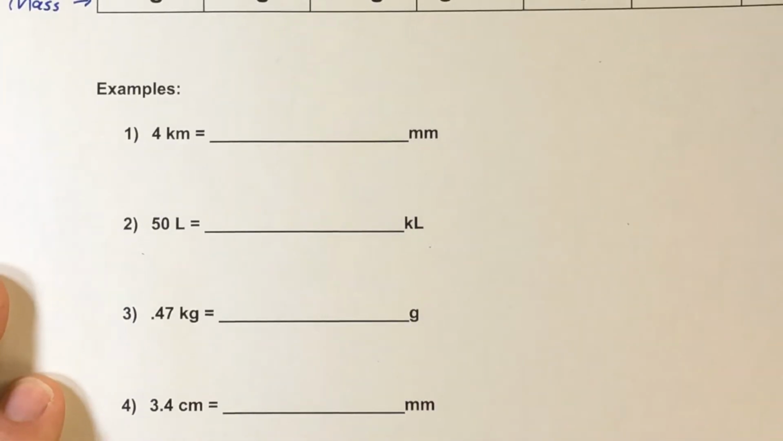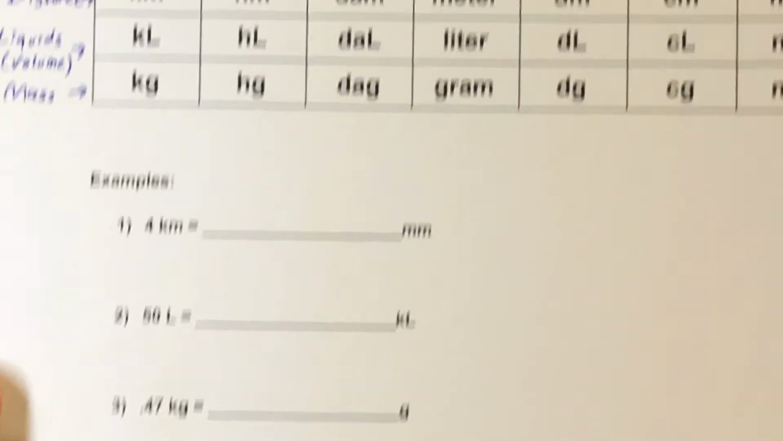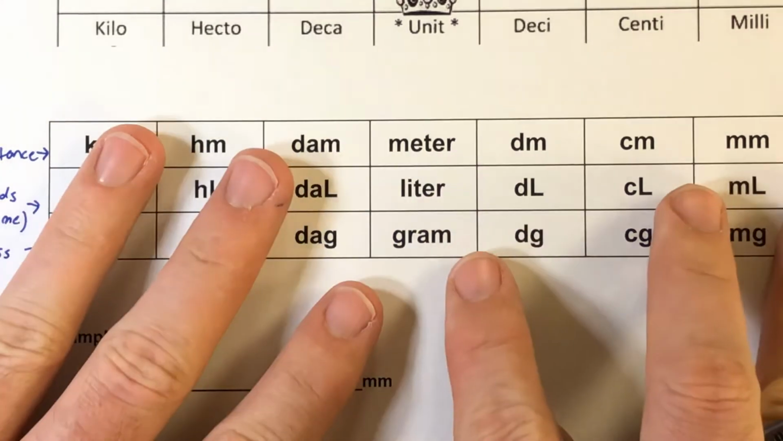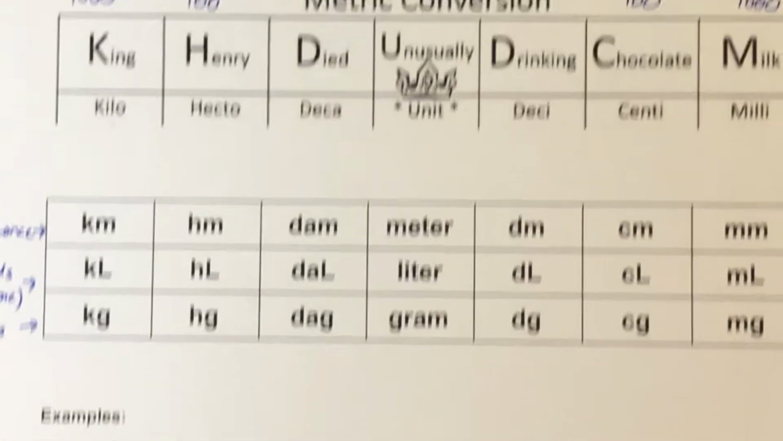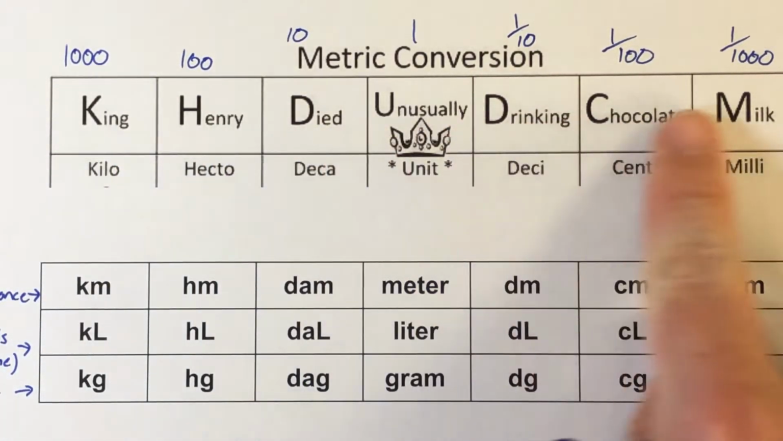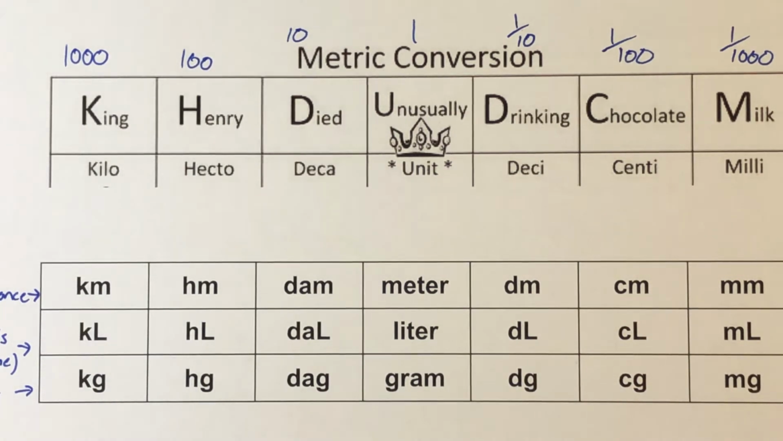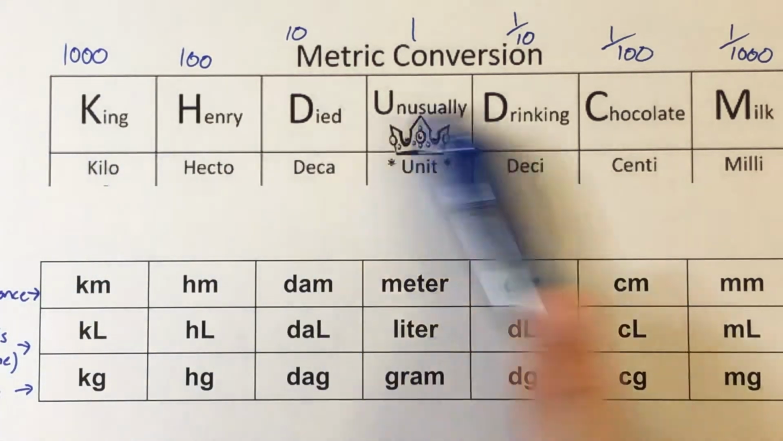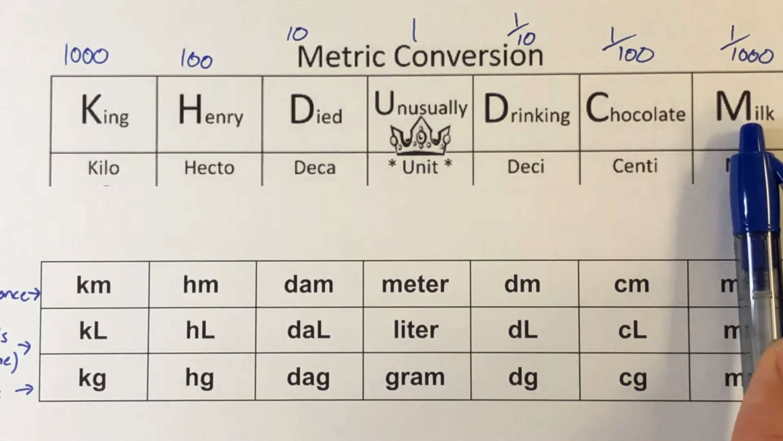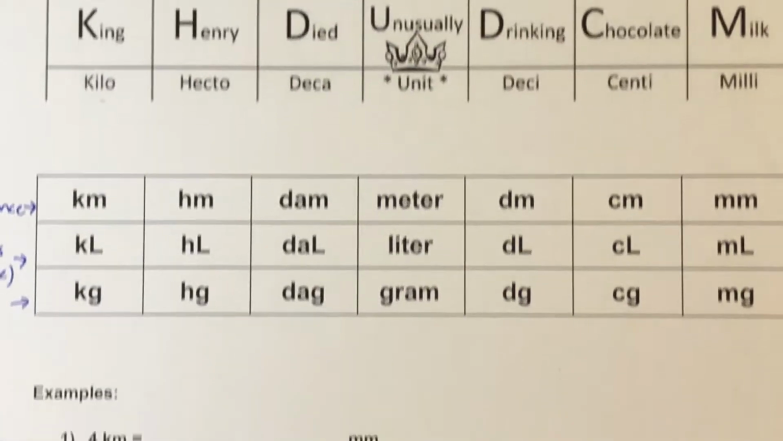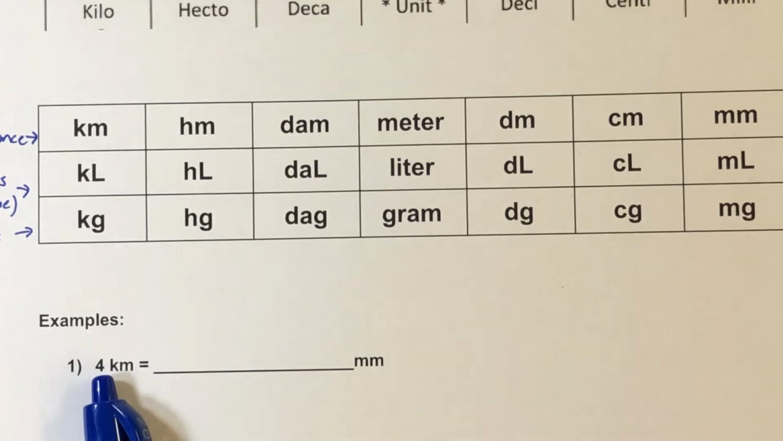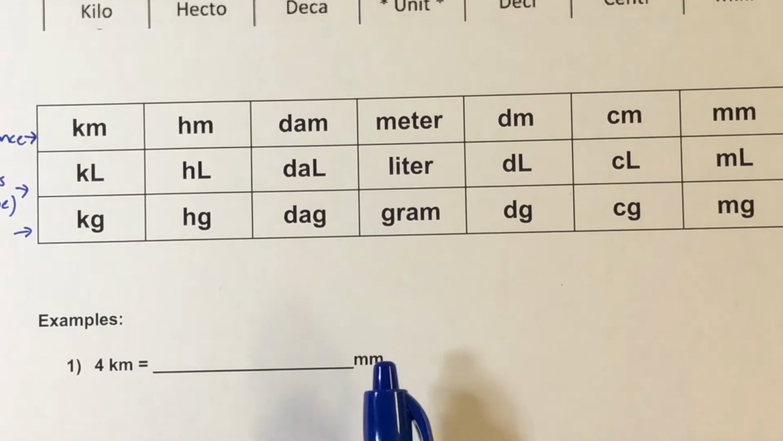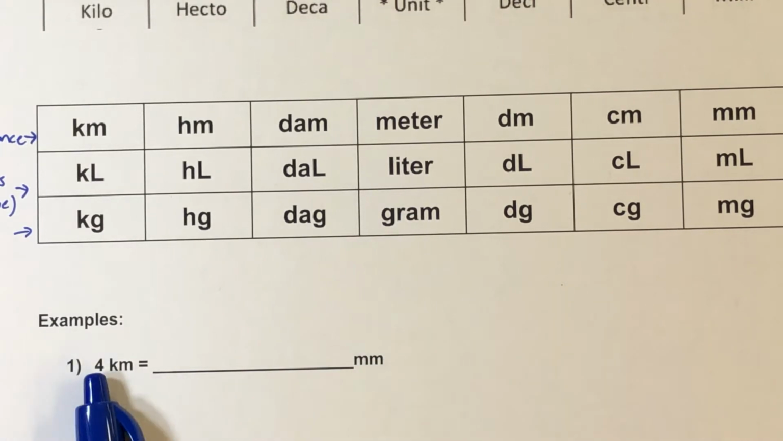All right, we have 6 examples that we're going to go through, and we're going to keep this chart in mind. Now, you're not always going to have a nice chart with you, so that's where this acronym comes in handy. King Henry died unusually drinking chocolate milk. So we can remember that kilo is the largest, all the way down to milli, which is the smallest. So our first example is we want to change 4 kilometers to millimeters. So I want to know how many millimeters it takes to make up 4 kilometers.